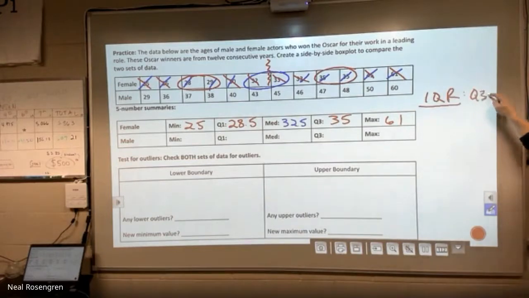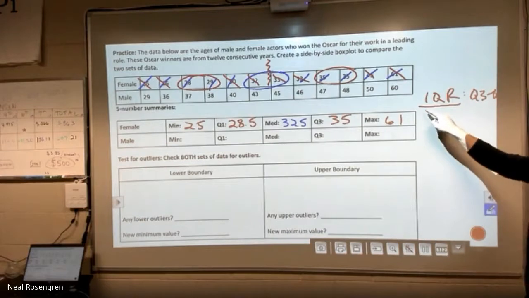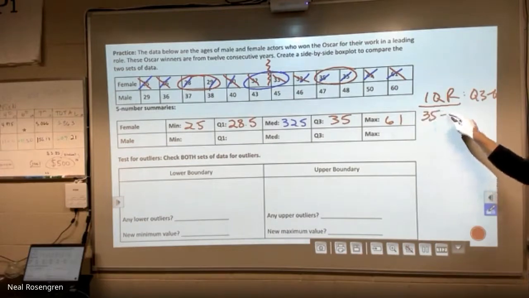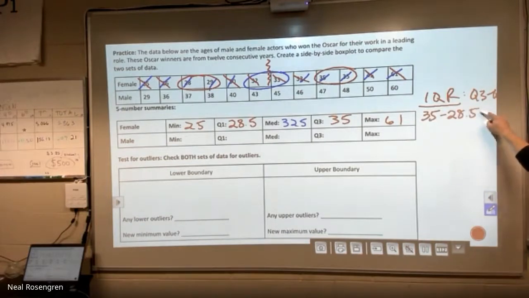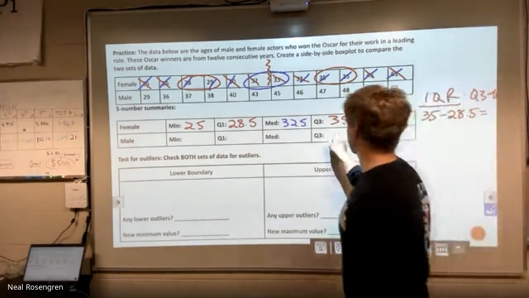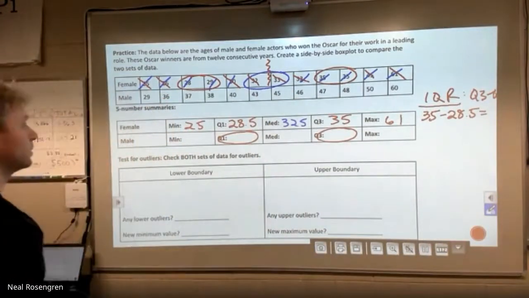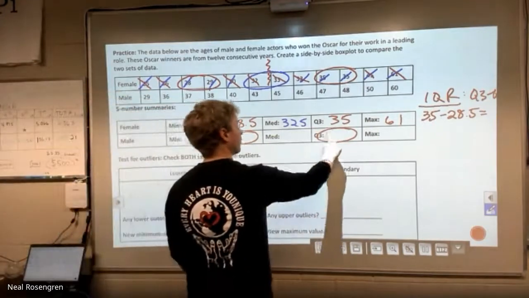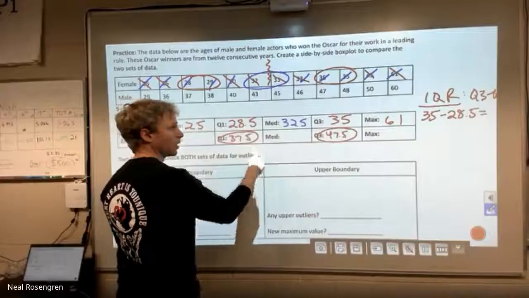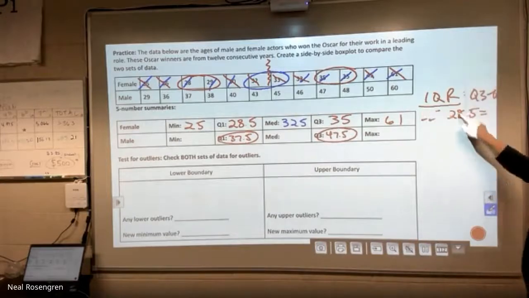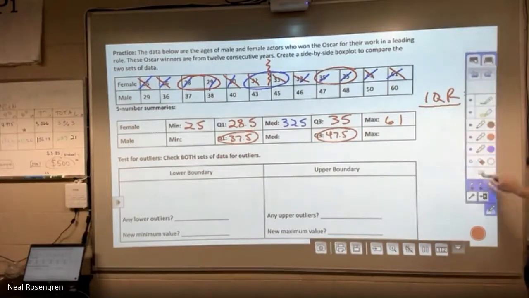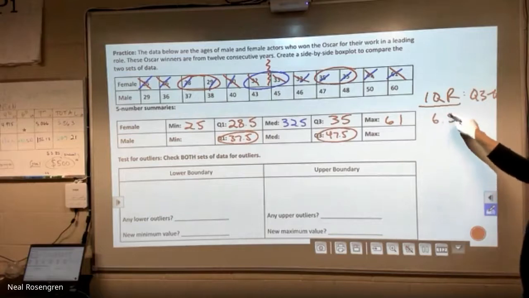So I just subtract the quartiles. So like 35 minus 28.5, whatever that is. And then I do the same using this minus that for the males. So what is that? Like 47.5 minus 37.5. Okay, so 6.5. Yes. So your interquartile range for the first one is 6.5.